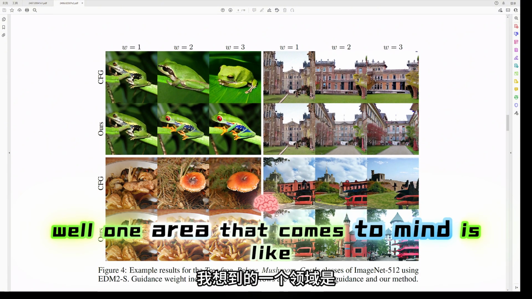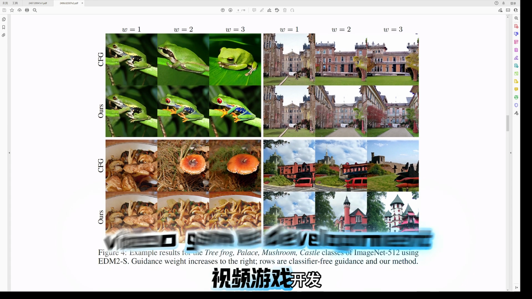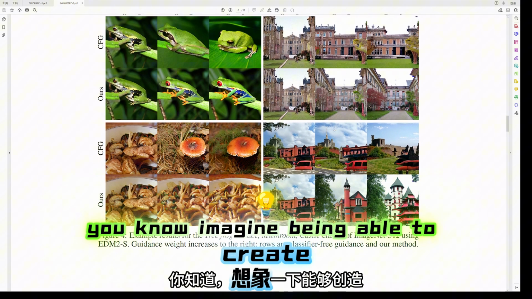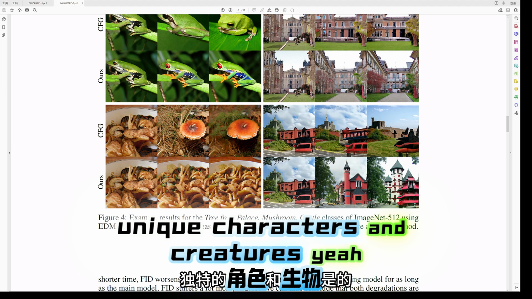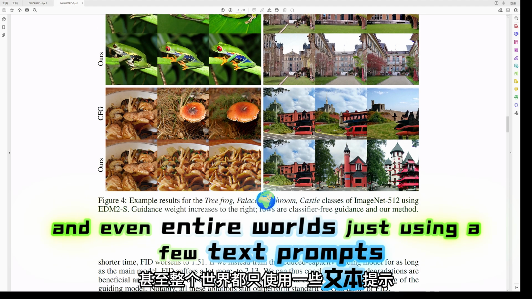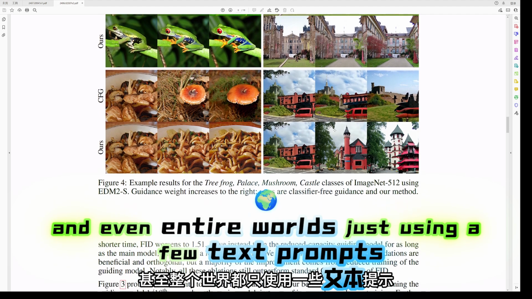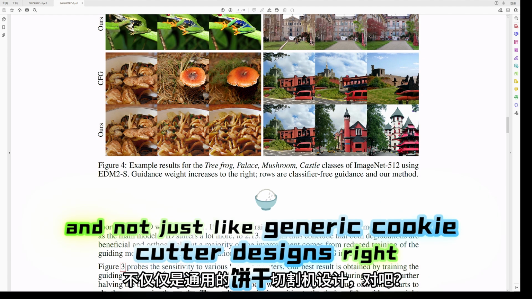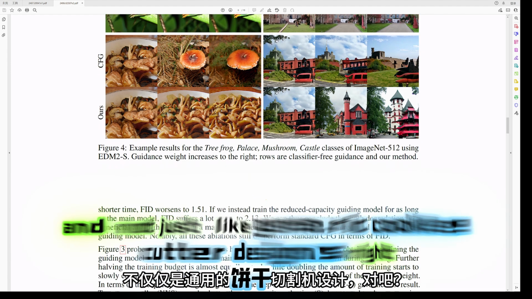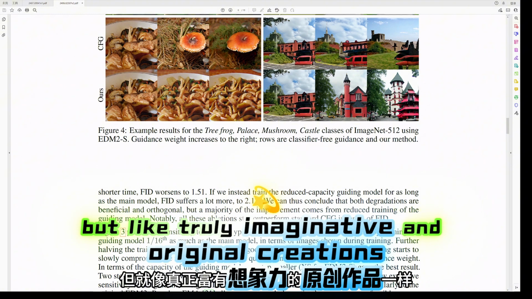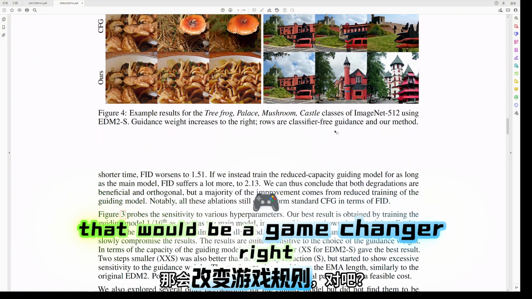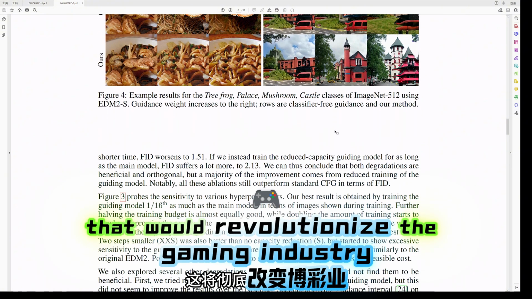Well, one area that comes to mind is video game development. Imagine being able to create unique characters and creatures and even entire worlds just using a few text prompts. And not just generic cookie cutter designs, but truly imaginative and original creations. That would be a game changer. That would revolutionize the gaming industry.